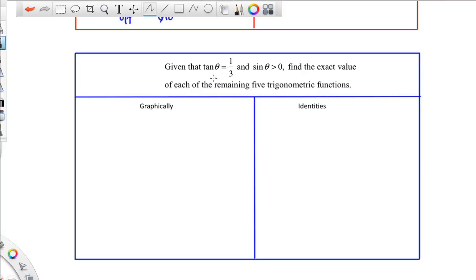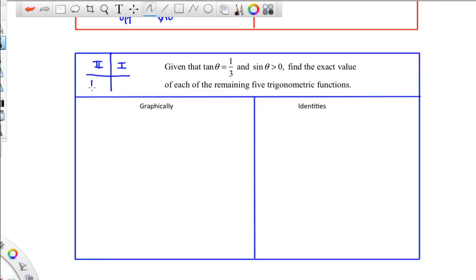So given that the tangent of theta is 1 over 3 and that the sine is larger than 0, now you have to use some of the other properties that I showed you a little bit over here. Keep in mind that based on the quadrants, we know certain things. For example, in quadrant 1, everything's positive.